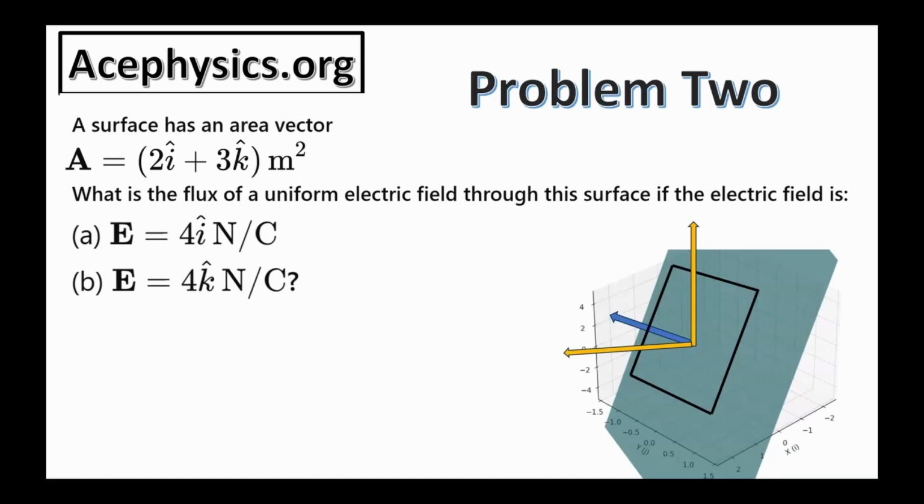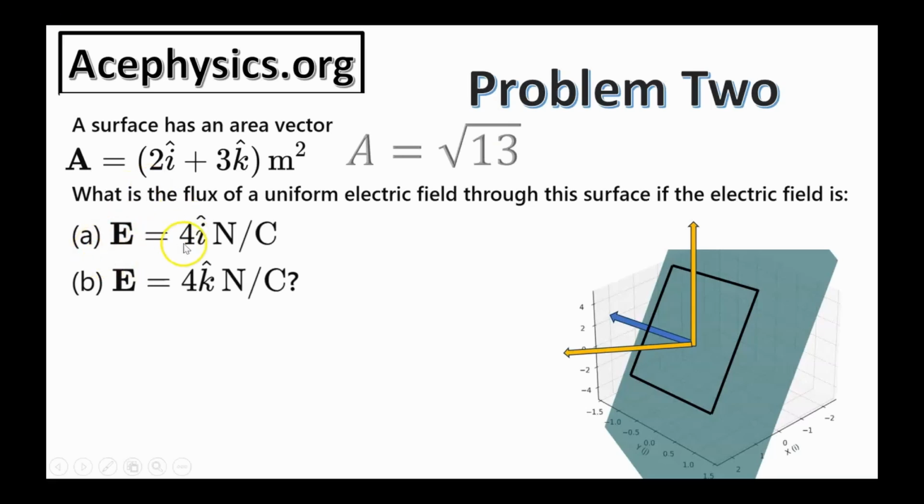In this problem, we'll calculate the electric flux through a surface with an area vector given by 2 i hat plus 3 k hat. The magnitude of the area vector is the square root of 2 squared plus 3 squared, and that's equal to the square root of 13. We're talking about the area of this rectangle. This vector defines the area and orientation of the surface. The question is to determine the flux in 2 scenarios.